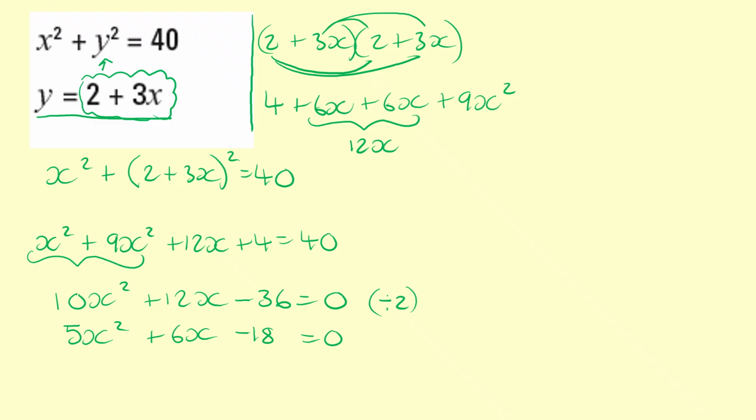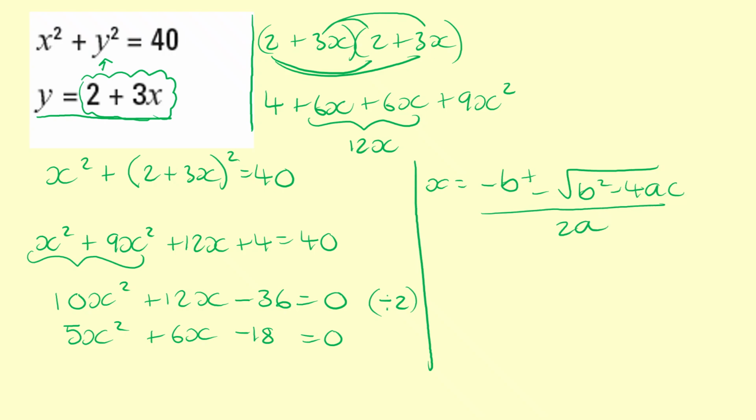Now this will not factorise. You can give it a go. It's not going to factorise. So I am going to use the quadratic formula. So our quadratic formula, we know, is to get x, we need minus b plus or minus the square root of b squared minus 4ac all over 2a. So let's substitute that in.